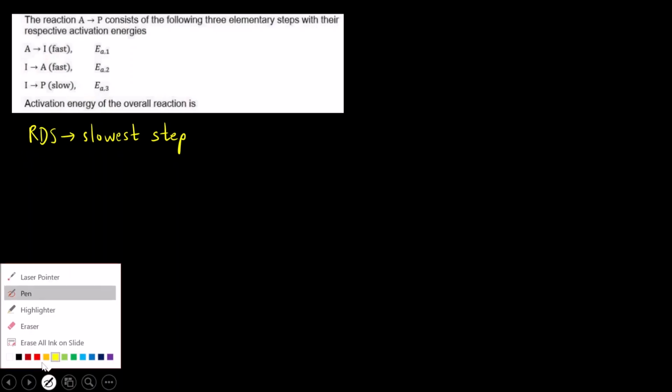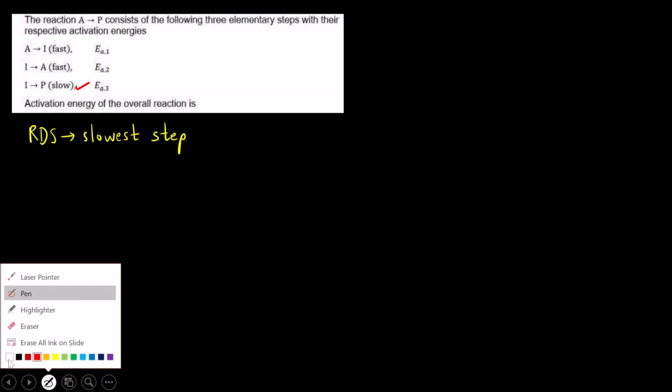So the first fundamental thing that we must know is what is the rate determining step. The rate determining step, or RDS, is the slowest step, because the rate of the reaction will depend on this step, because the overall rate of the reaction cannot be slower than this step. That is why the slowest step is the rate determining step. They have given three reactions. Here you can see the third one is the slow step.